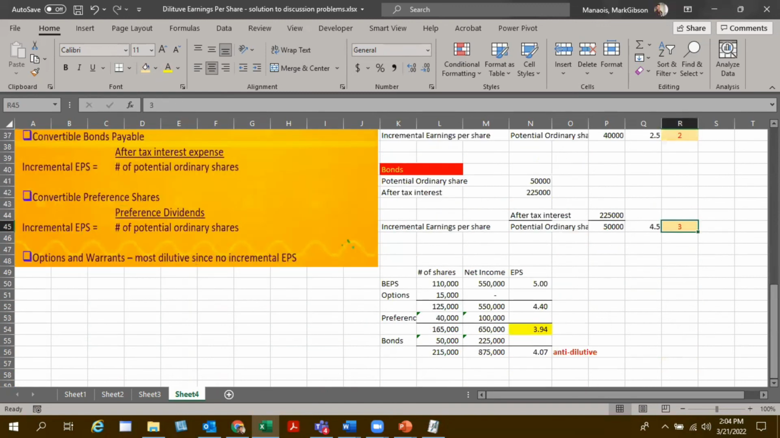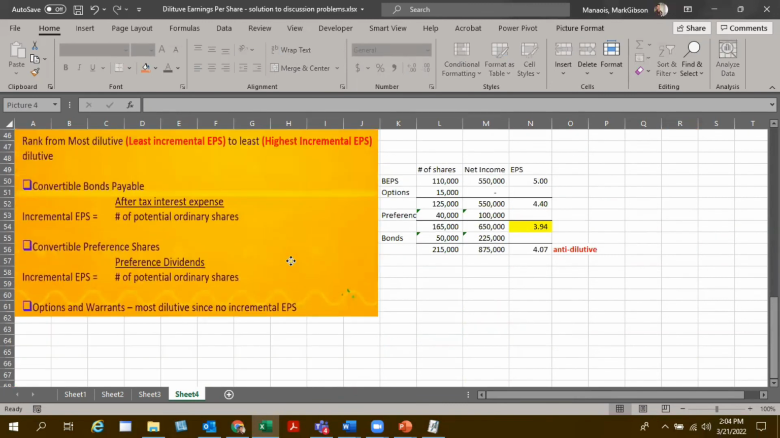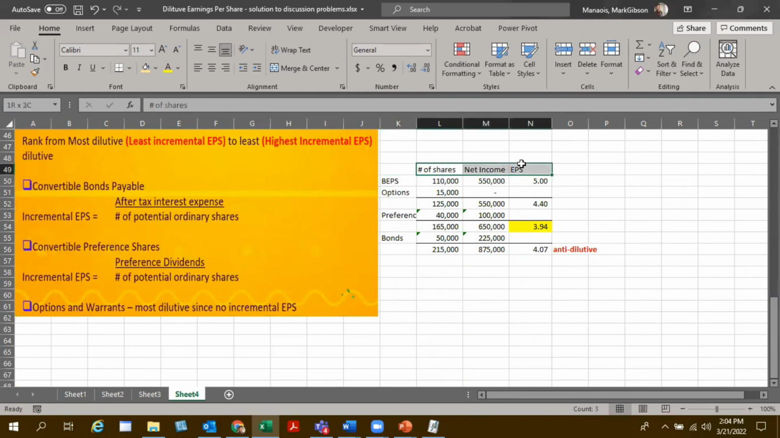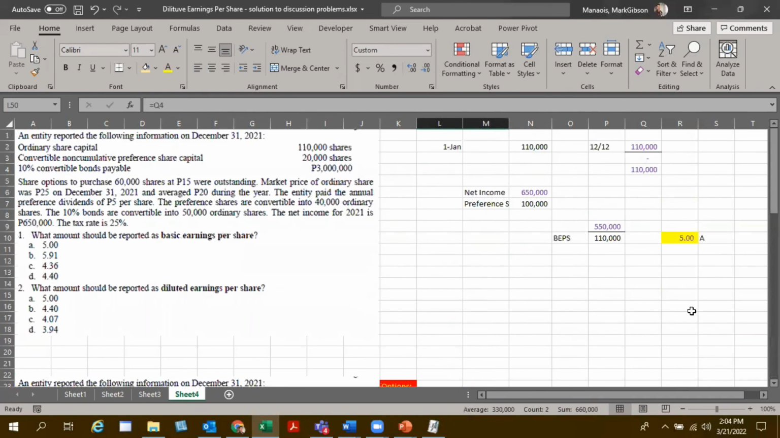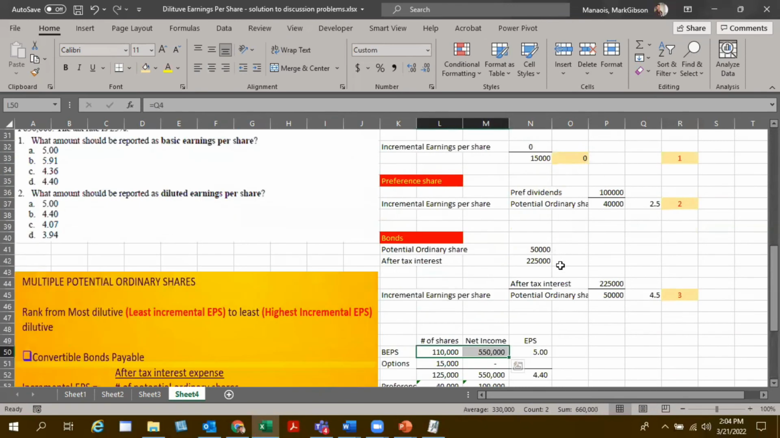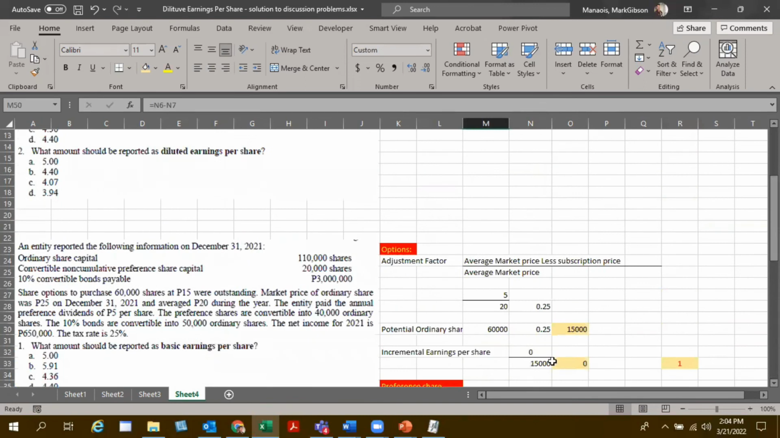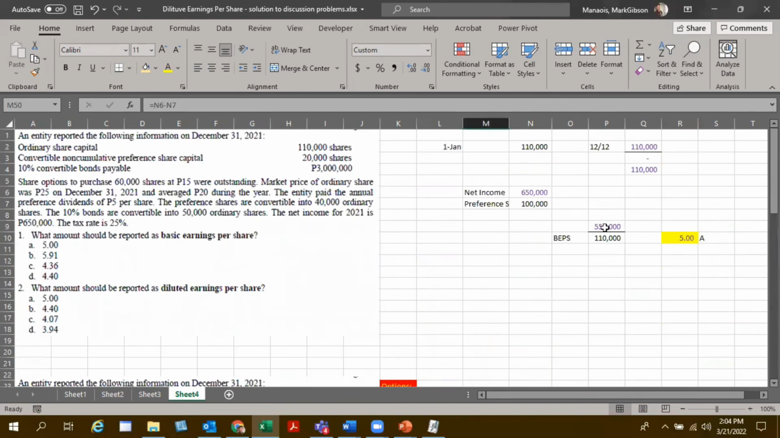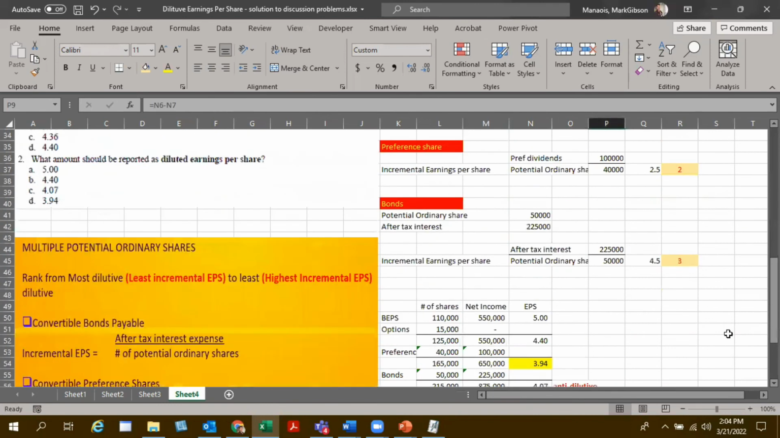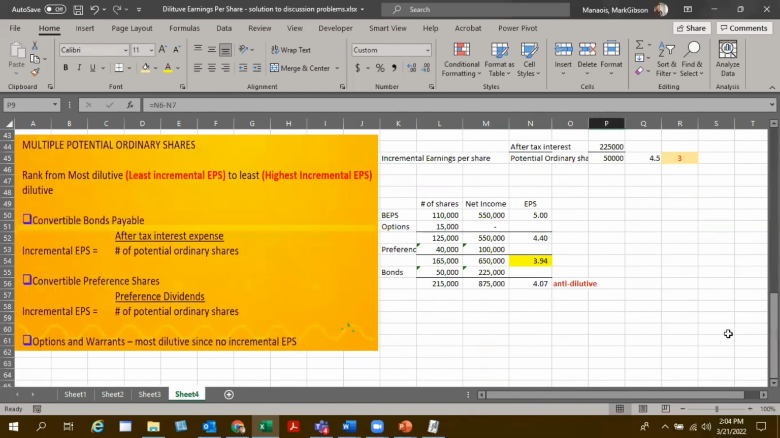Okay. So with that, compute na natin yung diluted earnings per share. So we have BEPS, number of shares, net income, and EPS. Lagay natin yan. So BEPS natin, ito naman yung na-compute lang natin kanina. Yun kasi palagi starting point natin. So that's 110,000. 550,000 yung na-compute natin na net income kanina. This one. Net income less the preferred share dividends. So EPS would be 5 pesos.